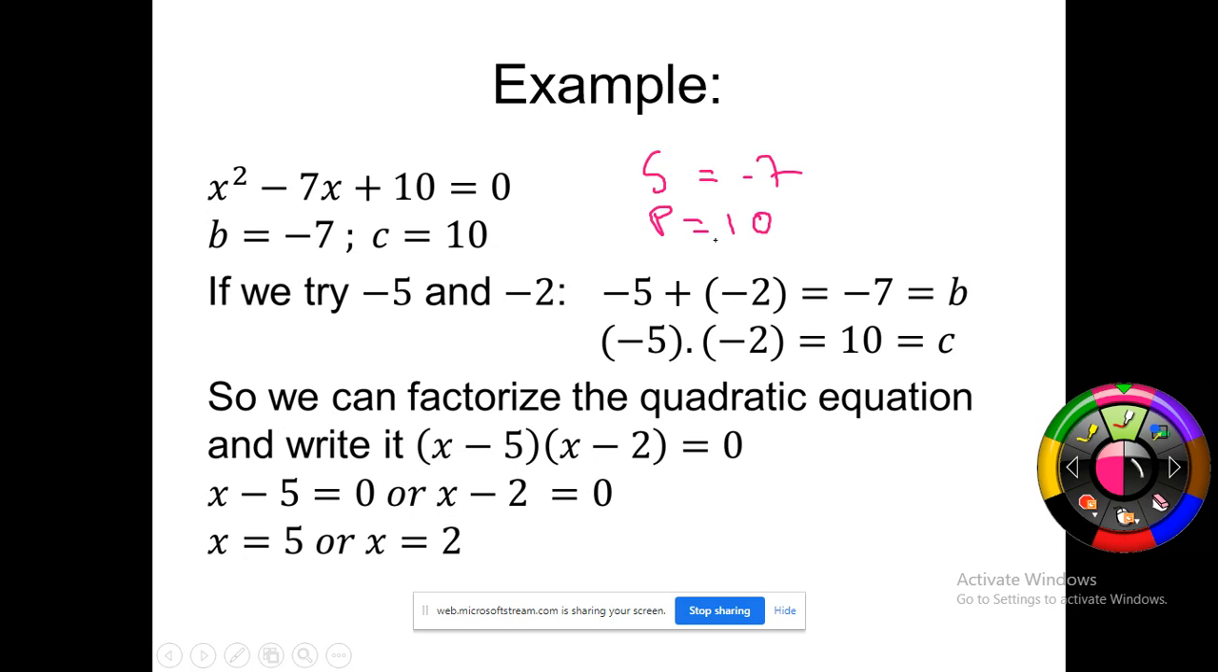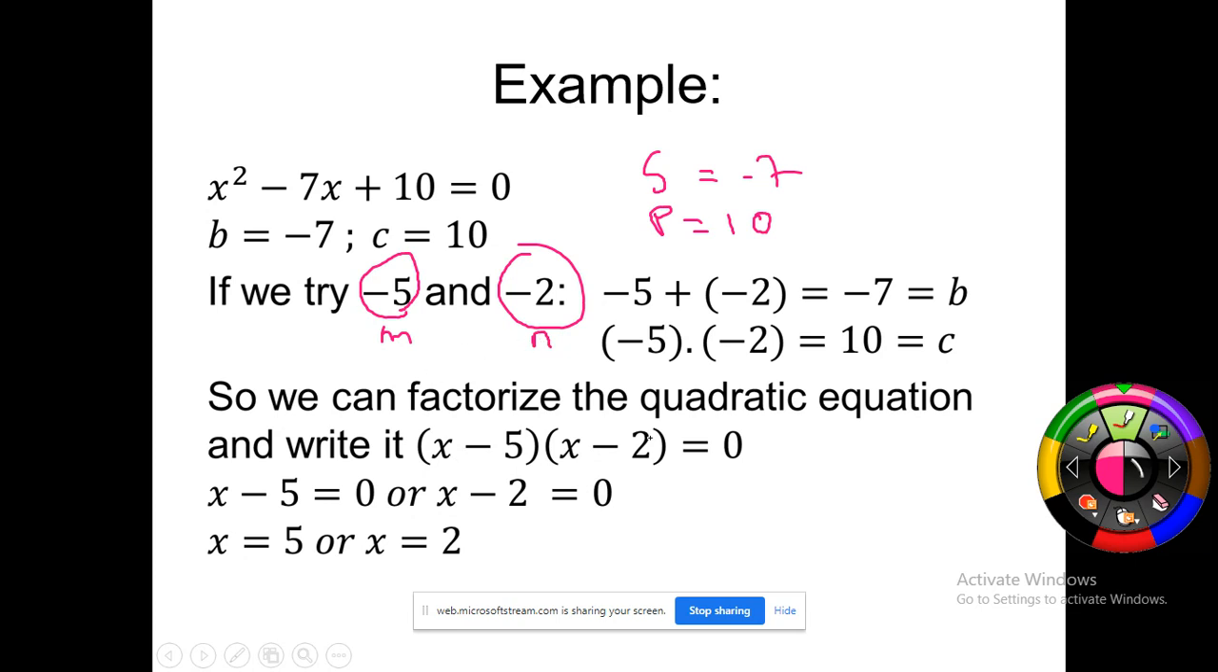5 times 2 gives me 10, and if I add 5 and 2, it's 7. But I need minus 7, so it's minus 5 and minus 2. If I add them, it gives me minus 7, and if I multiply them, it gives me 10. So I found them: this is m, and this is n. All the time, think first about p, it's easier. Which two numbers multiply to give me 10? 5 times 2 or 10 times 1. I don't have any other choice. They should be whole numbers; I will not give you something really complicated.